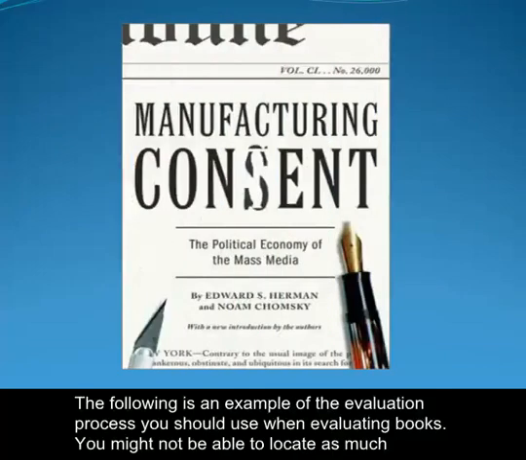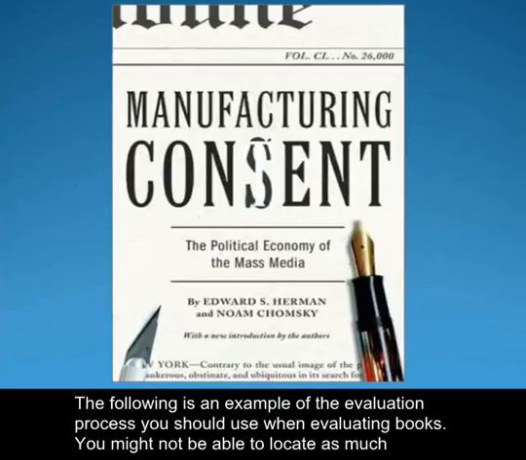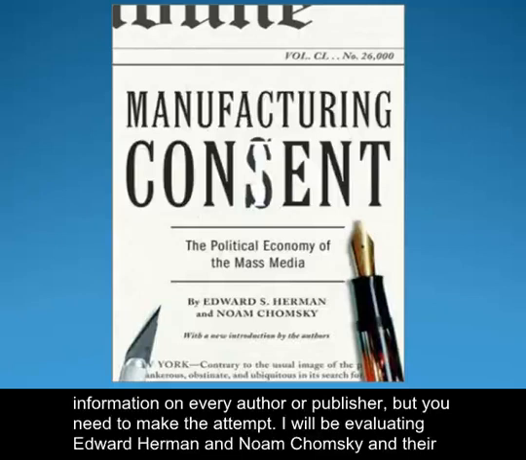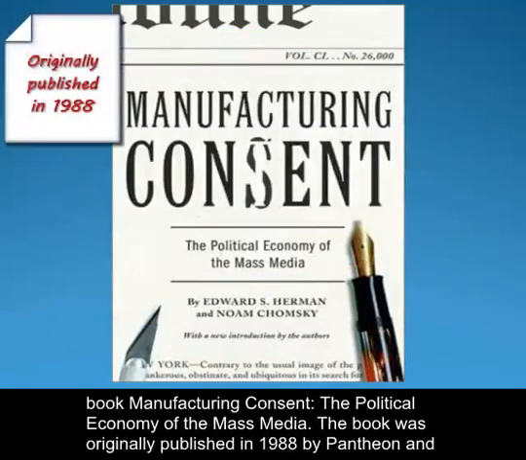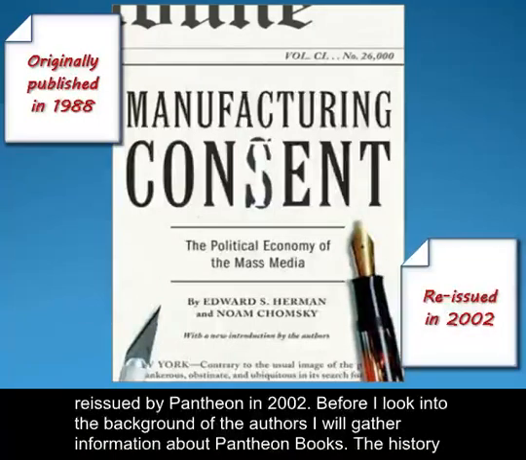The following is an example of the evaluation process you should use when evaluating books. You might not be able to locate as much information on every author or publisher, but you need to make the attempt. I will be evaluating Edward Herman and Noam Chomsky and their book, Manufacturing Consent: The Political Economy of the Mass Media. The book was originally published in 1988 by Pantheon and reissued by Pantheon in 2002.